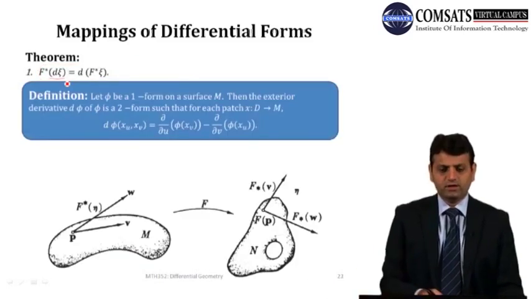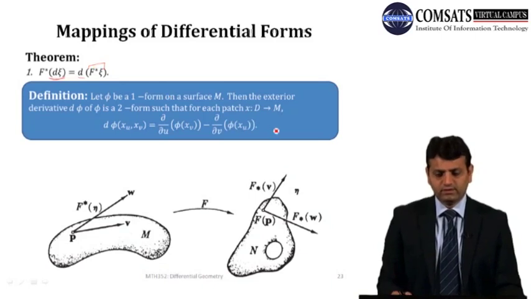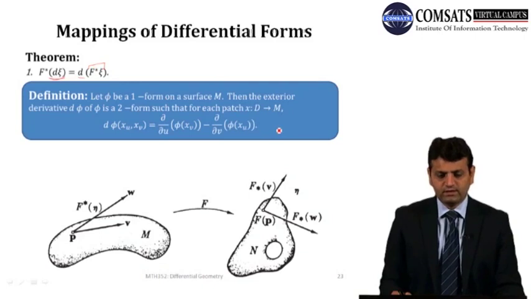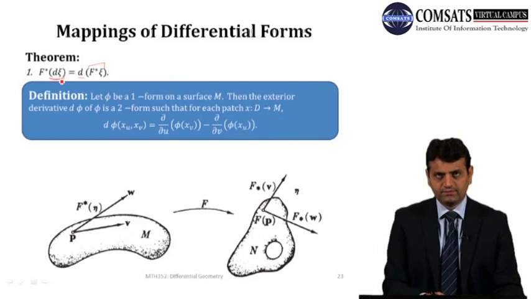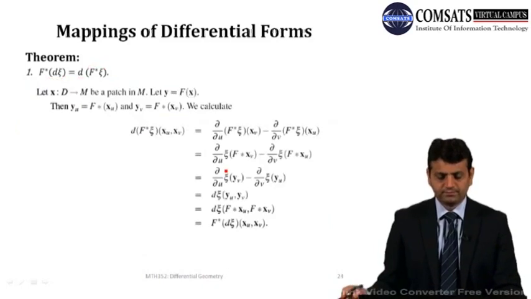Now let's come to the last property, where we have to prove that the pullback of the exterior derivative of a differential form is equal to the exterior derivative of the pullback of the differential form. So in this case we will be proving it when xi is a one form, and the other cases are simple. So we will consider the case when xi is a one form. So let's see how to prove it.